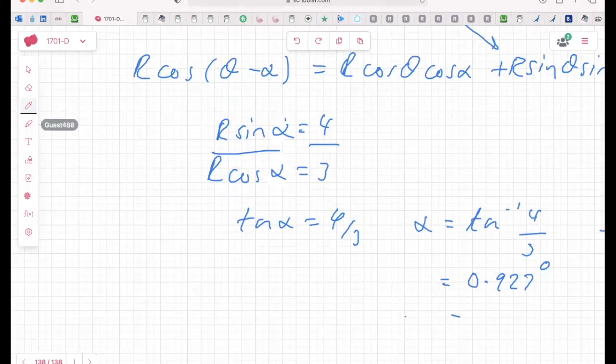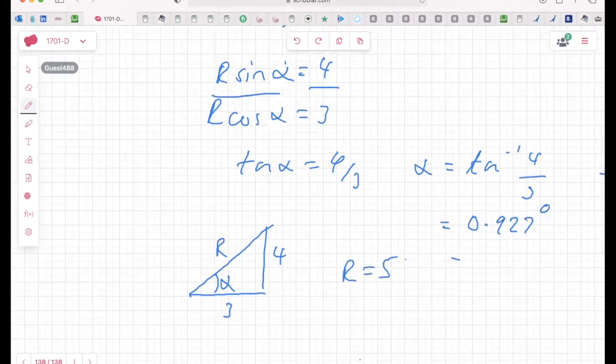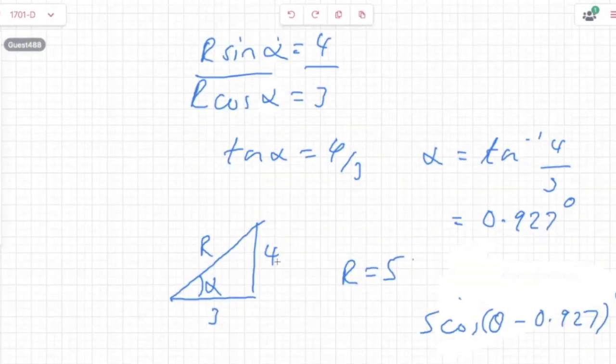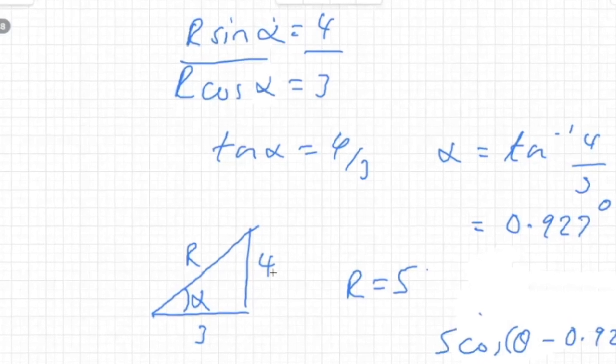Okay, so we got the alpha. Draw the triangle. The height is 4 because it's sine alpha, and the width is 3 because it's cos alpha. So, probably you can see already, it's a 3, 4, 5 triangle. So 3 squared plus 4 squared is 25 equals r squared. So r is 5. I'll just skip the Pythagoras there, but you should do it in full if you're doing it in an exam. So that'll give us 5 cos theta minus 0.927 as our answer.